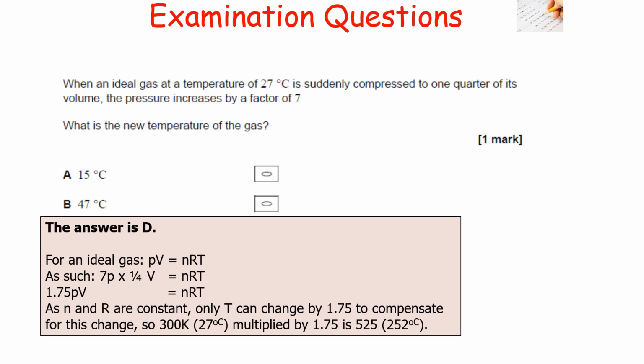Now it's important to note that this equation PV equals nRT is for when T is in Kelvin, not degrees Celsius. So you've got to convert 27 degrees Celsius into 300 Kelvin, and then we multiply that by 1.75, which is 525 Kelvin, and then turn that back into degrees Celsius by subtracting 273. So our answer is 252 degrees Celsius, which is the answer of D.